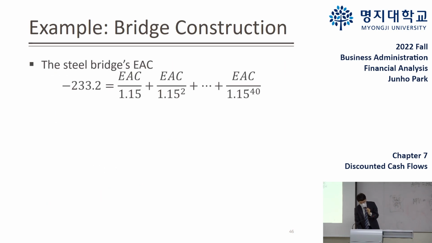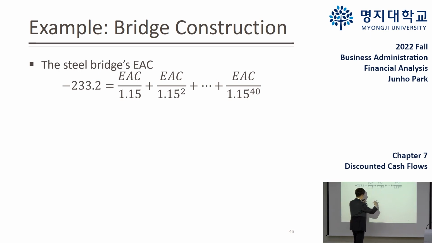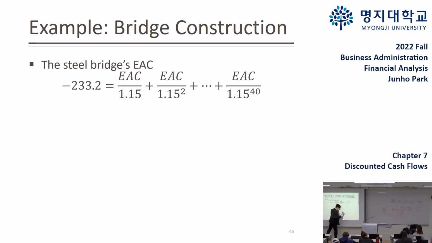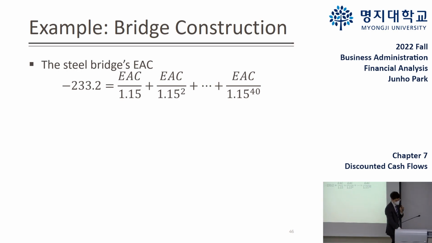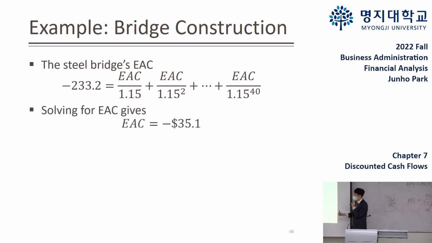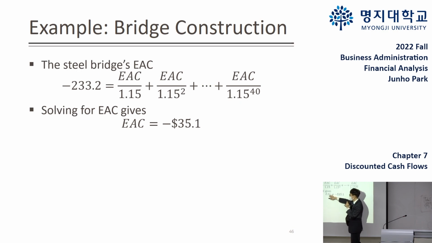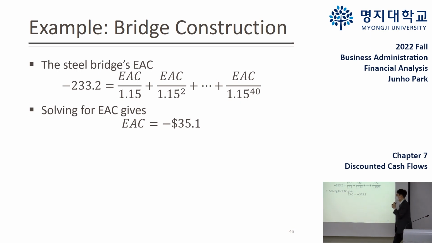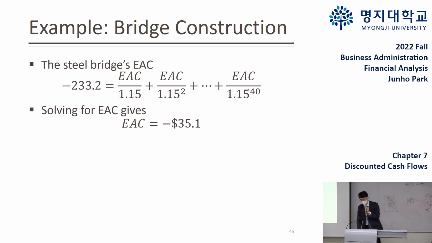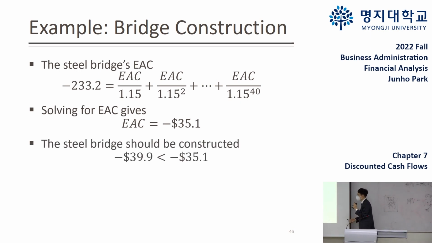And on the contrary, for the steel bridge, because it will last for 40 years, we have distribution over the 40 years period. Therefore, we have 40 terms. However, we still put the same number on the numerator, so we can calculate this. So by solving this equation, we can get that EAC, the equivalent annual cost for the steel bridge, is $35.1.